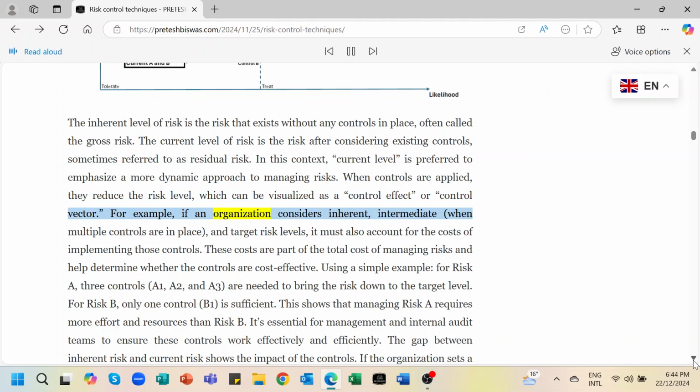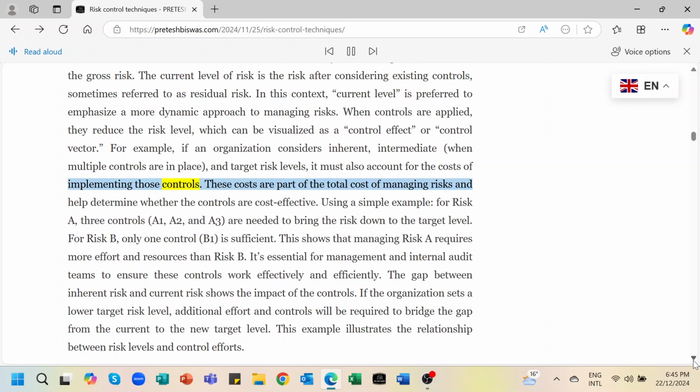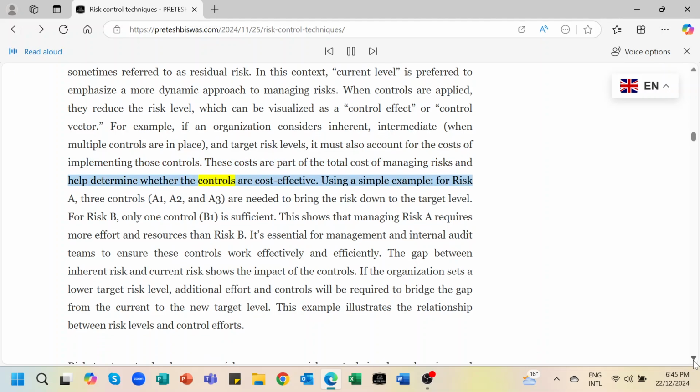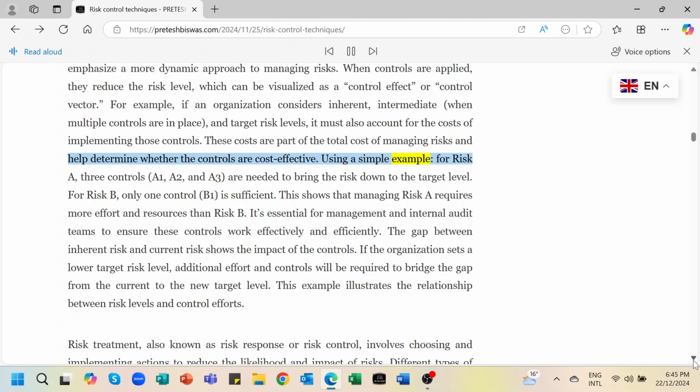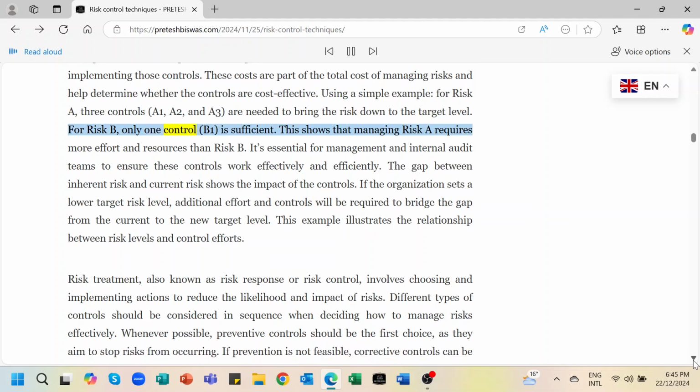For example, if an organization considers inherent, intermediate (when multiple controls are in place), and target risk levels, it must also account for the costs of implementing those controls. These costs are part of the total cost of managing risks and help determine whether the controls are cost-effective. Using a simple example, for risk A, 3 controls, A1, A2, and A3, are needed to bring the risk down to the target level. For risk B, only one control, B1, is sufficient.